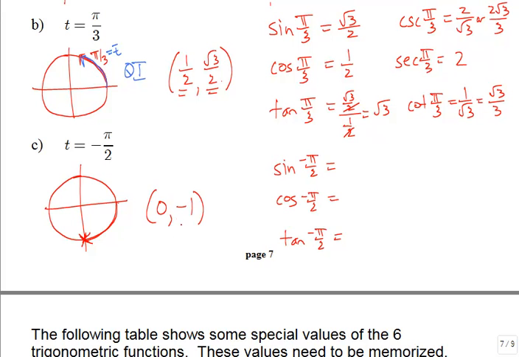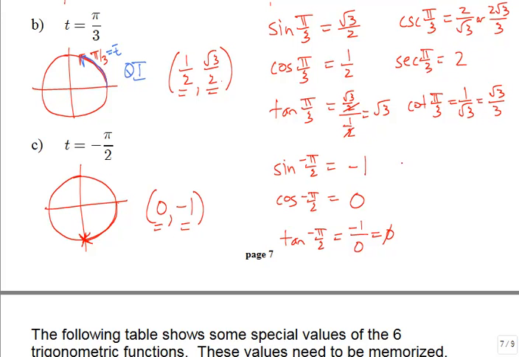So the sine of negative pi over 2 is the y coordinate, so that would be negative 1. The cosine is always the x coordinate, so that's just 0. And the tangent is the y over the x. Notice here that that causes us to divide by 0, so the tangent of negative pi over 2 does not exist. It's undefined. So I'm just going to put 0 with a slash through it.